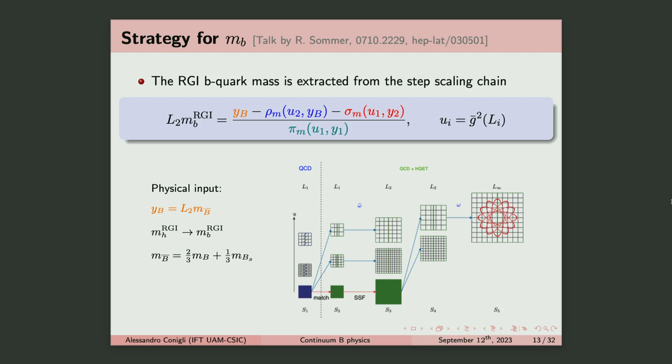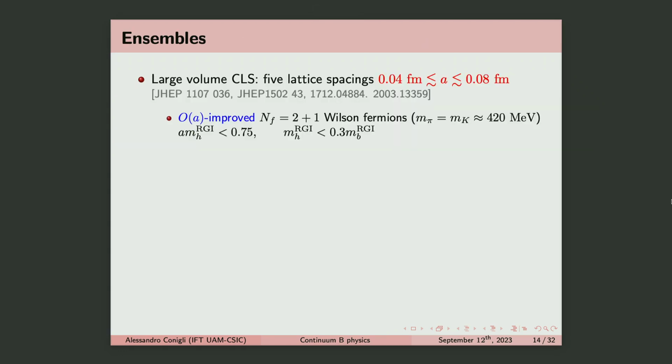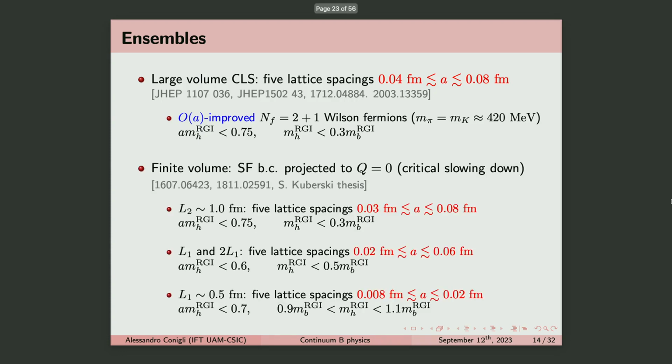Now, let me stop on the ensemble briefly. Let me describe you our setup. So in the large volume, we are using CLS ensemble with 5 values of the lattice spacing and order a improved Wilson fermion with 2+1 flavors. Then, in the finite volume, we are using Schrödinger functional boundary condition projected to the zero topological sector, and we basically have different volumes from around 1 Fermi to 0.5 Fermi. And as you can see, as we go down in volume, we can reach finer lattice spacing, and therefore, as we go down in volume, we manage to eventually arrive at the smaller volume of 0.5 Fermi, where we truly reach the relativistic B quark scale.